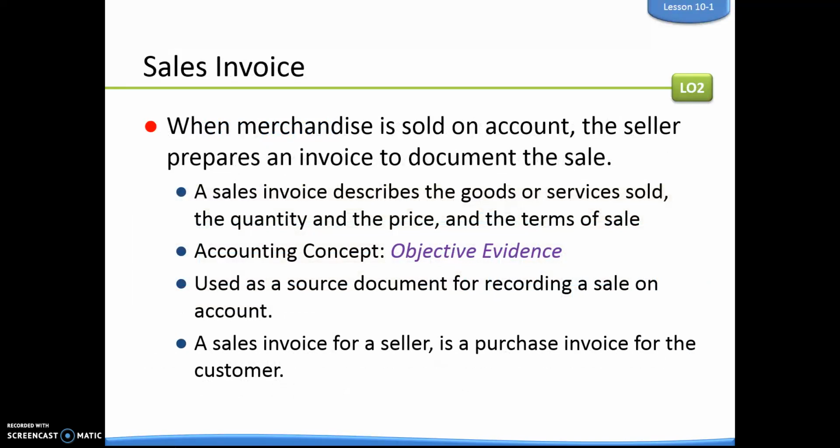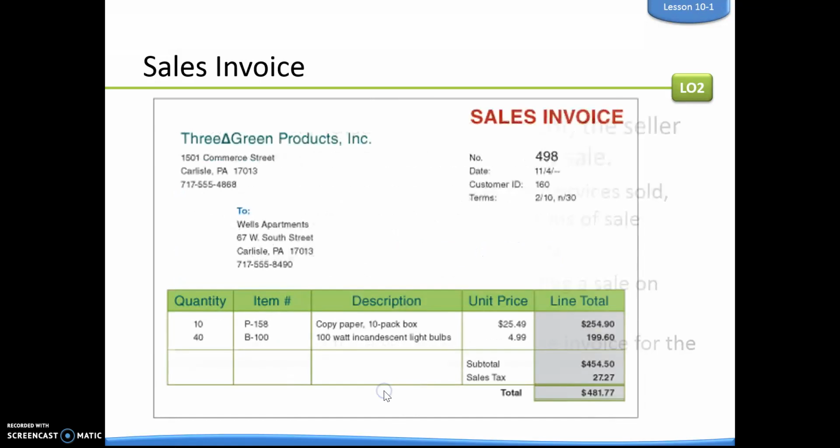When merchandise is sold on account, the seller prepares an invoice to document that sale. The seller, remember, is us. A sales invoice simply describes the goods or services sold, the quantity, the price, and the terms of the sale. Again, we just have to have some sort of evidence that the transaction took place. That's our accounting concept, objective evidence. So sales invoices get used as the source document when we are recording a sale of merchandise on account. We've talked about purchase invoices before. Those are from our vendors, so that's just the flip side of things. It's a purchase invoice when we're the ones buying, but when we're the ones selling, it's a sales invoice.